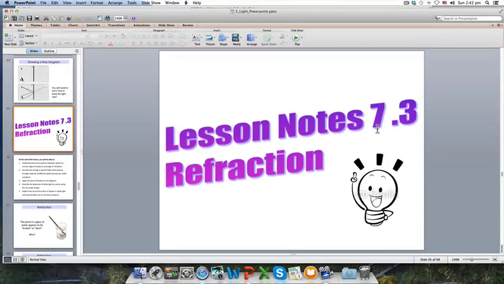Okay, hi everyone. So this is the last lesson for light, lesson notes 7.3 on refraction. The previous lesson, 7.2, we covered reflection, which is the bouncing of light off a surface. Here we are looking at refraction, which is also known as the bending of light. Okay, so let's begin.